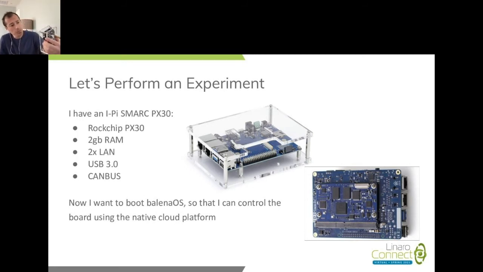It's a Rockchip PX30 SoC. It's got 2 gigs of RAM. Comes in various flavors of eMMC, I want to say like 16, 32, 64 gig. It does have USB 3 on it, dual Ethernet, and CAN bus as well. So it does target a more industrial or enterprise grade crowd than your typical Raspberry Pi.